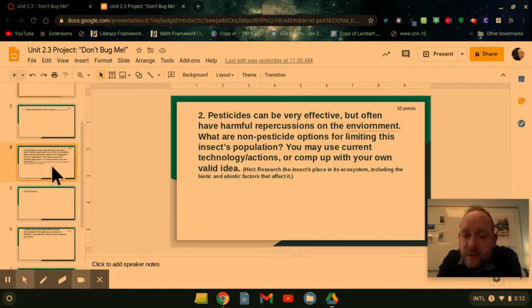So the hint here is to research the insect's place in its ecosystem, including the biotic and abiotic factors that affect it. If you can disrupt the biotic or abiotic factors that it needs to survive, you could bring down the population of this insect, like we learned in the unit. By taking away a food source or by taking away somewhere where that insect lives or lays eggs, you can effectively destroy that or bring down the population of that insect.